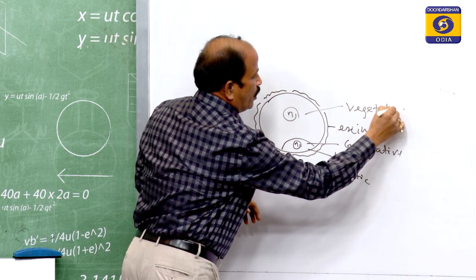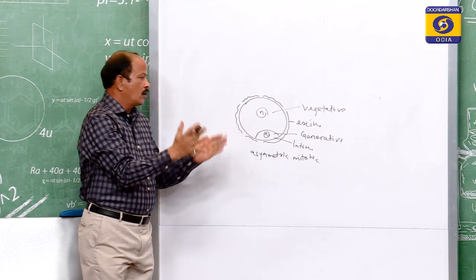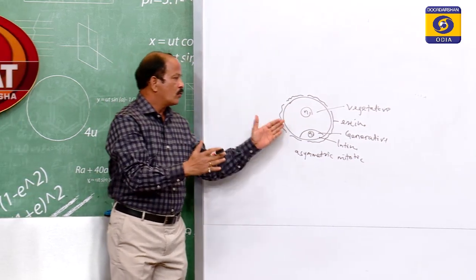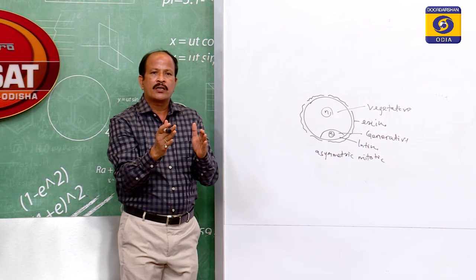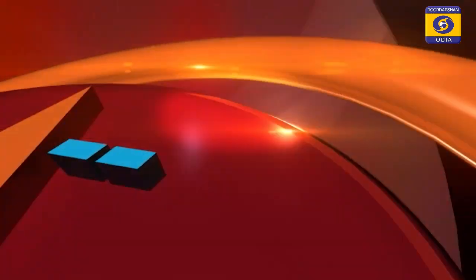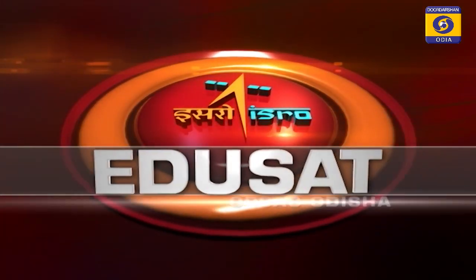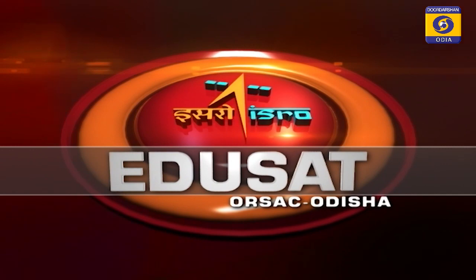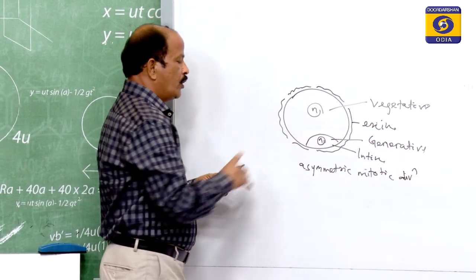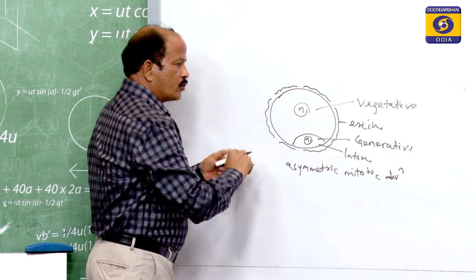So, this way initially the growth takes place and wall investment goes on around it. Now, this is a two-celled pollen grain. A very small cell attached to the cell wall is the generative cell.